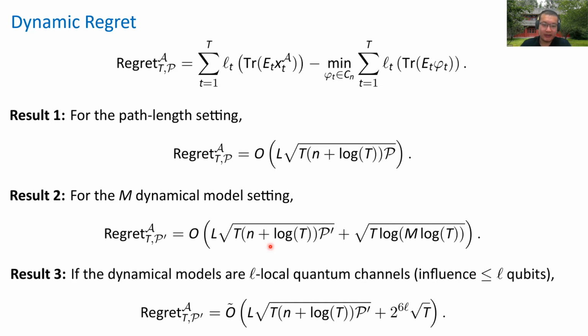in the case. In this case, we can give a regret result that is square root of T times P prime, and also for the locality, the number of qubits that the quantum channel can influence is 2 to the 6 times L. But in general, for instance for the 2D case, each time we can only influence 2 qubits. So this L is just 2, or in many cases it's just a constant. So this in general is not a big problem for this result. So these are our results for the dynamic regret.